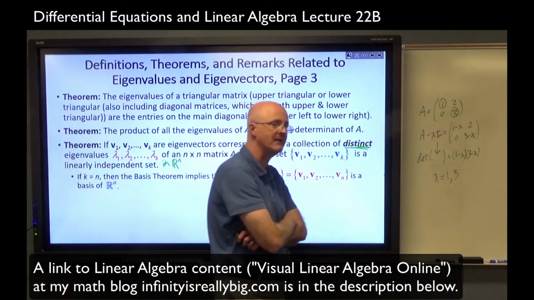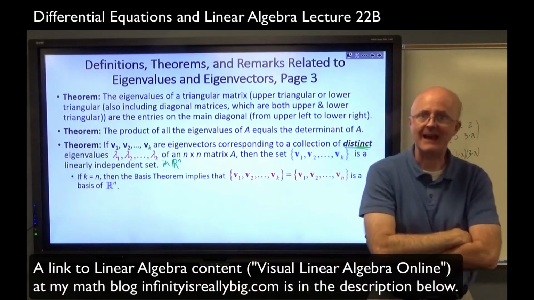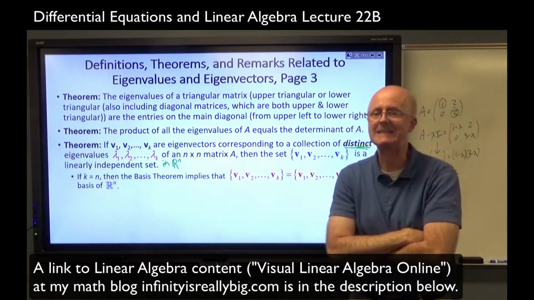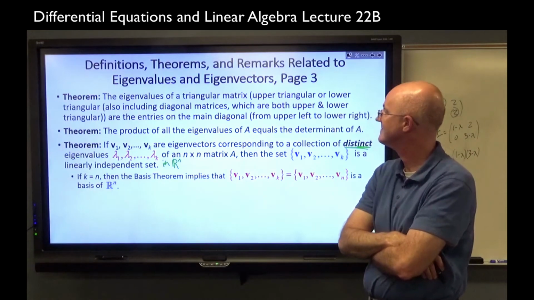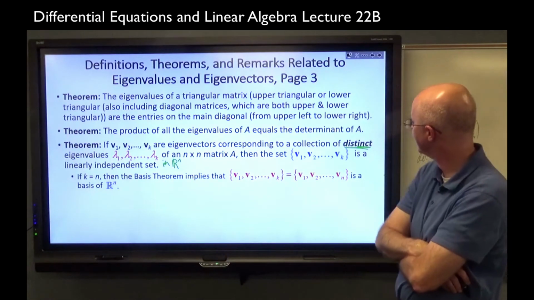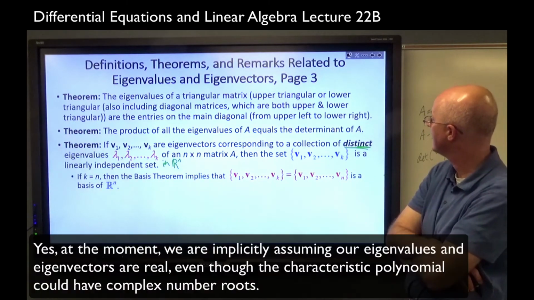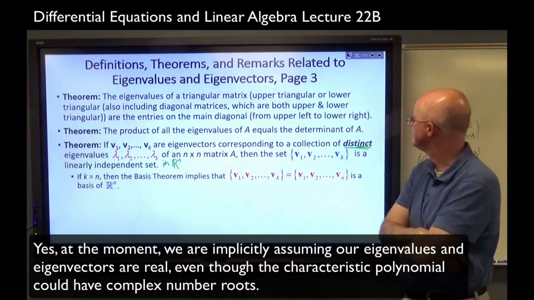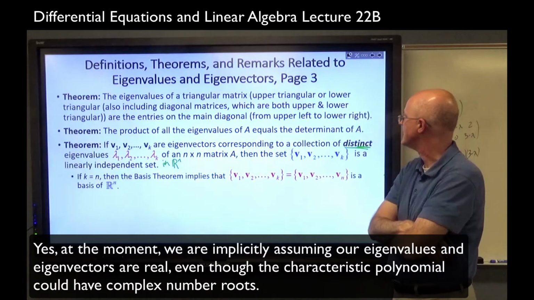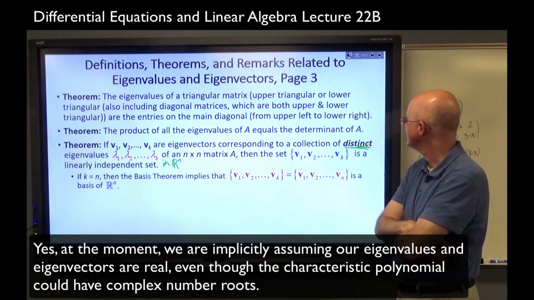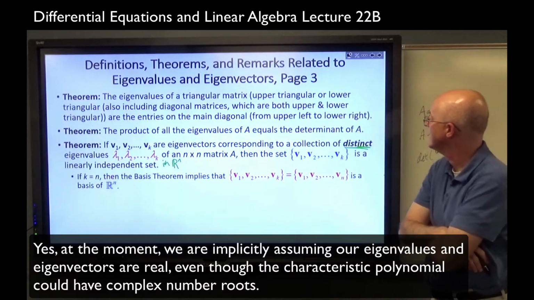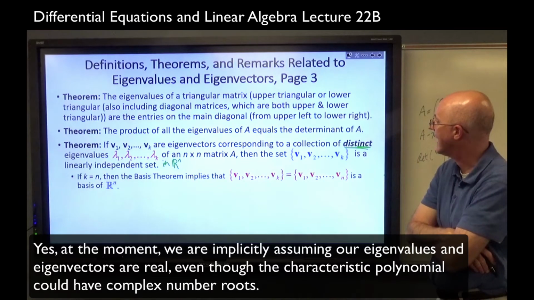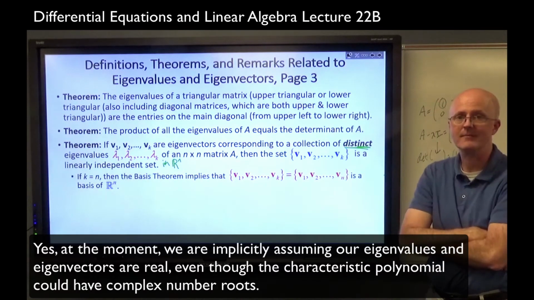If k equals n, and these n eigenvectors correspond to n distinct, evidently real eigenvalues, well, there's nothing about that saying that they're real. Maybe they're implicitly real. I have to think about that. Okay? Let's just say these are real. If k equals n, this is going to be a basis for Rn.